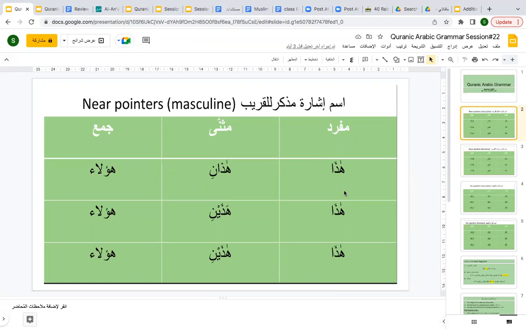Assalamu alaikum warahmatullahi wabarakatuh. Haza, haza, haza, hazani, hazaini, hazaini, haulai, haulai, haulai. Perfect. Barakallahu feek. Faiza, if you want to unmute yourself.